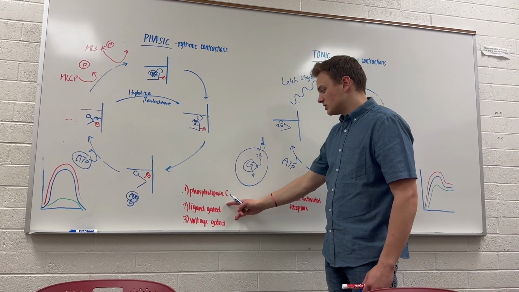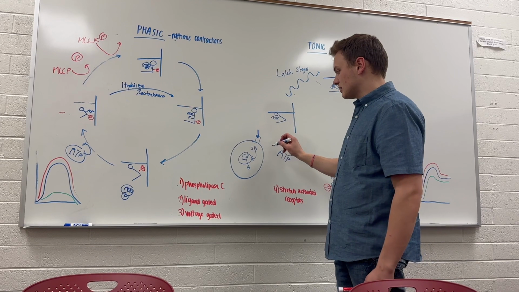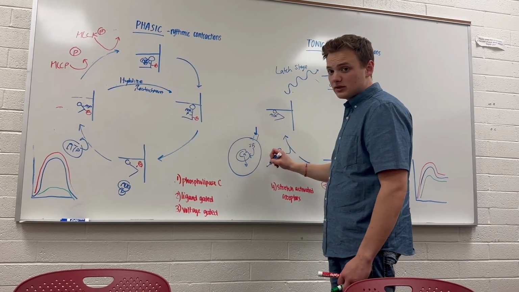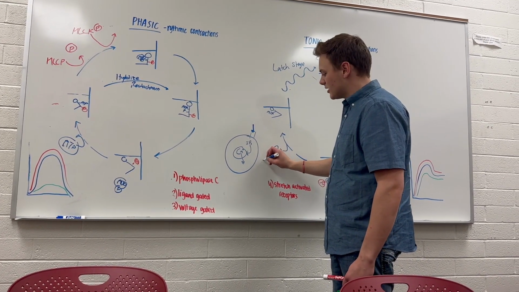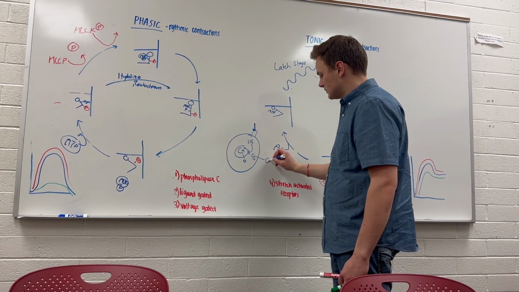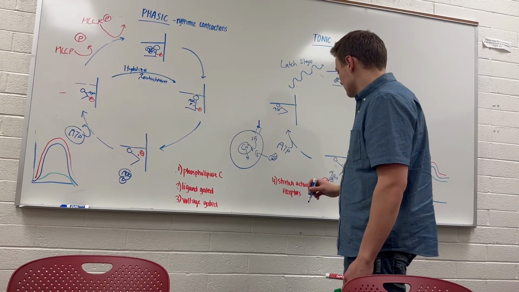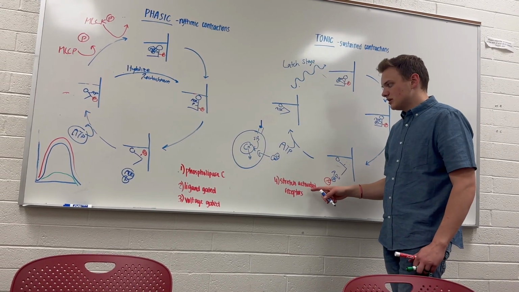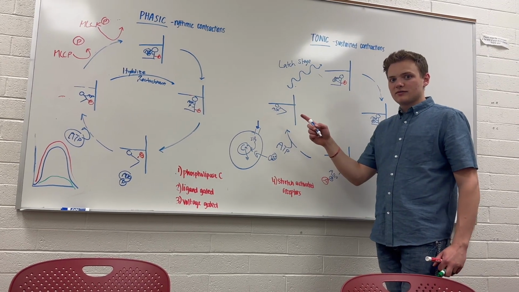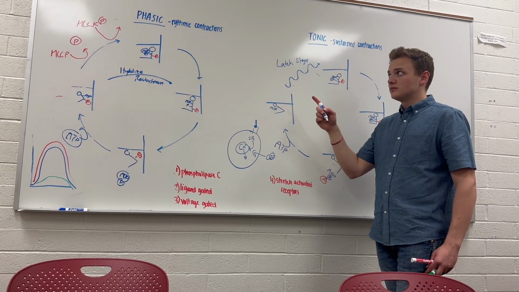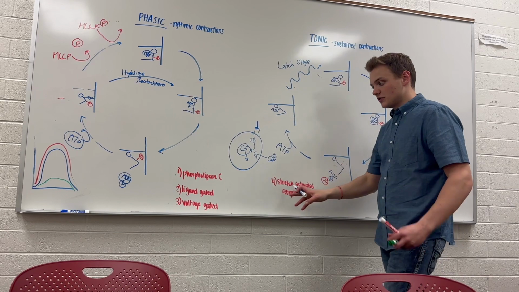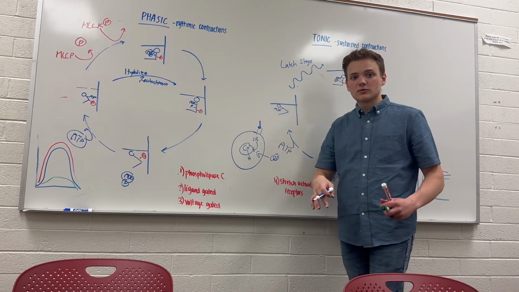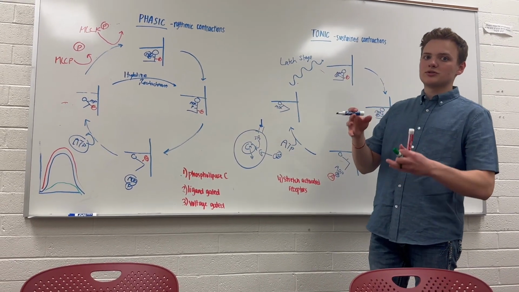Ligand gated and voltage gated, those are going to allow calcium to come from the extracellular fluid and come into our cell. And stress activated receptors, that's a response where we can activate our phasic cycle and just further activate our ligand and voltage gated receptors depending on how our muscles are stretched or how they're not stretched.